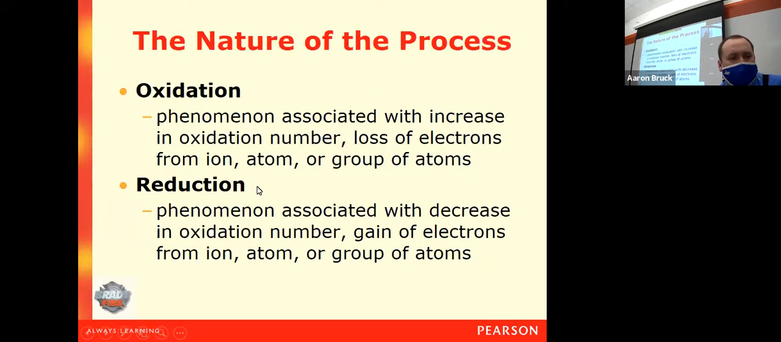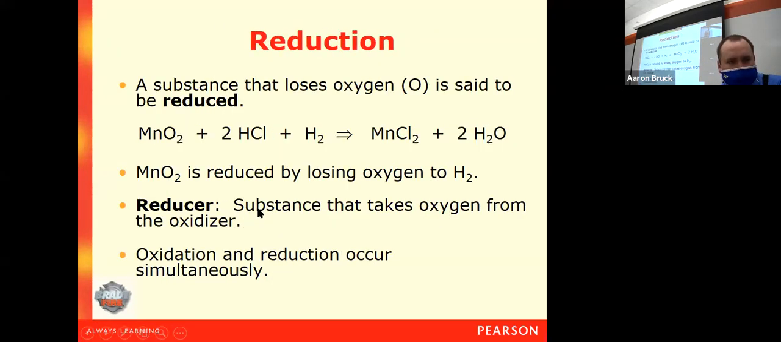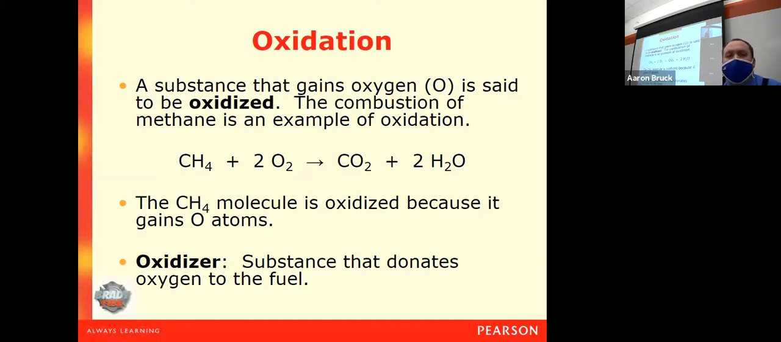Now, just to remind you, the primary definitions that we are using for oxidation and reduction have everything to do with the movement of oxygen. Now, in a true chemical sense, that's not the best definition of oxidation and reduction. Oxidation and reduction tend to focus on the movement of electrons, not the movement of oxygen, because not every oxidation reduction reaction involves oxygen.